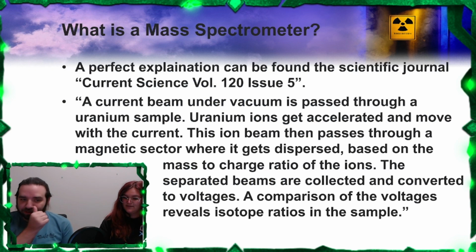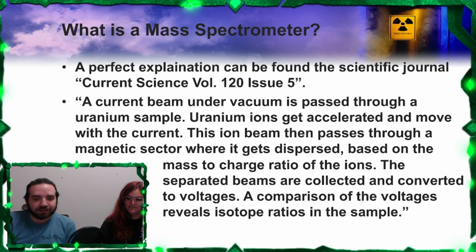So, what is a mass spectrometer? A perfect explanation can be found in the scientific journal Current Science, volume 120, issue 5. A current beam under vacuum is passed through a uranium sample. Uranium ions get accelerated and move through with the current. This ion beam then passes through a magnetic sector where it gets dispersed based on the mass to charge ratio of the ions. The separated beams are collected and converted to voltages. A comparison of the voltage reveals the isotope ratios in the sample.